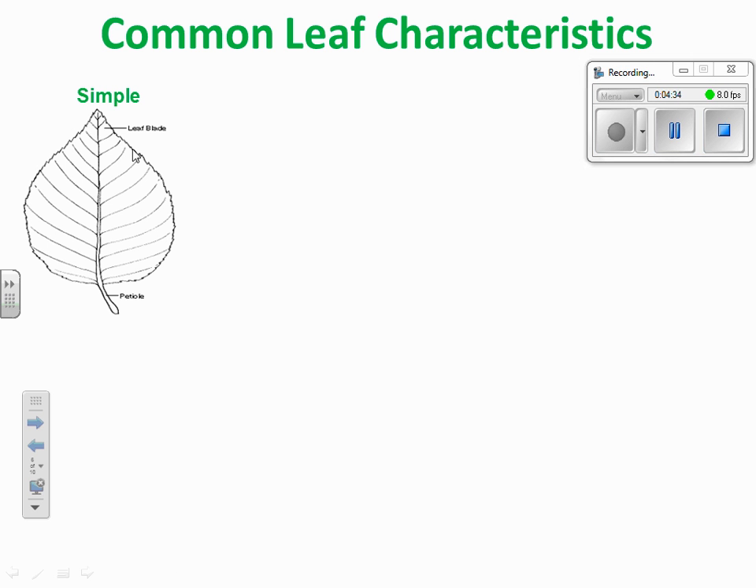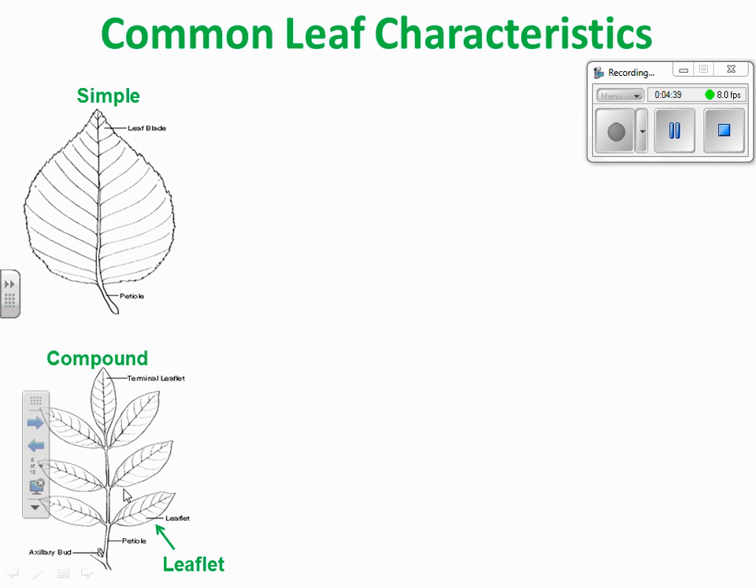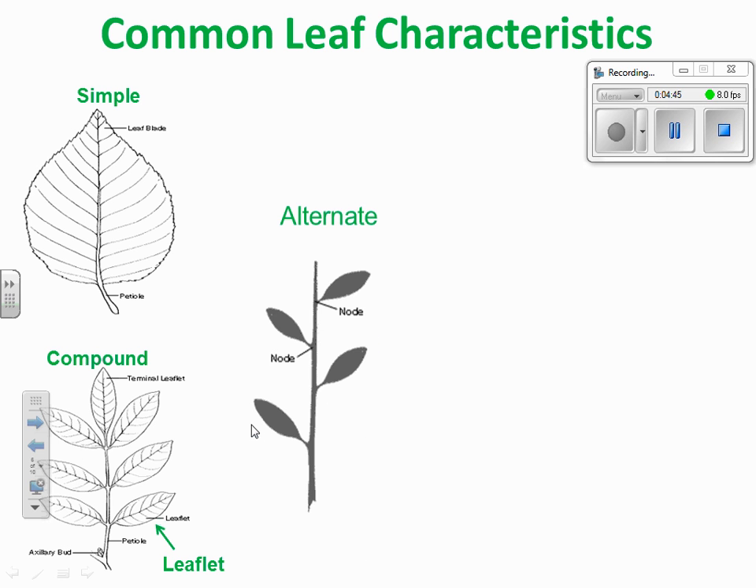So this is a simple leaf. It just means it's a single leaf. This leaf is a compound leaf. It has multiple leaflets. So these are called leaflets.